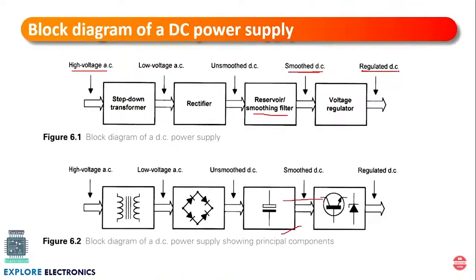Here you can observe the components: the step down transformer, which has a coil, and in place of the rectifier you can observe a bridge rectifier arrangement. Then for the reservoir and smoothing filter we can have a capacitor like this, and for the voltage regulator we will have a Zener diode as well as a transistor arrangement. These are the principal components present in these particular blocks.